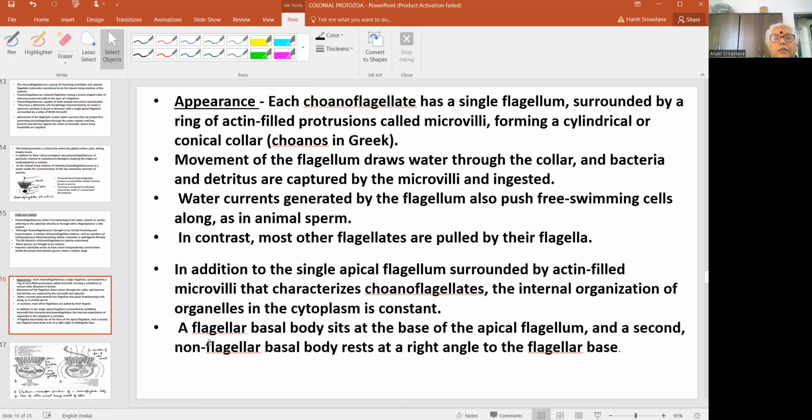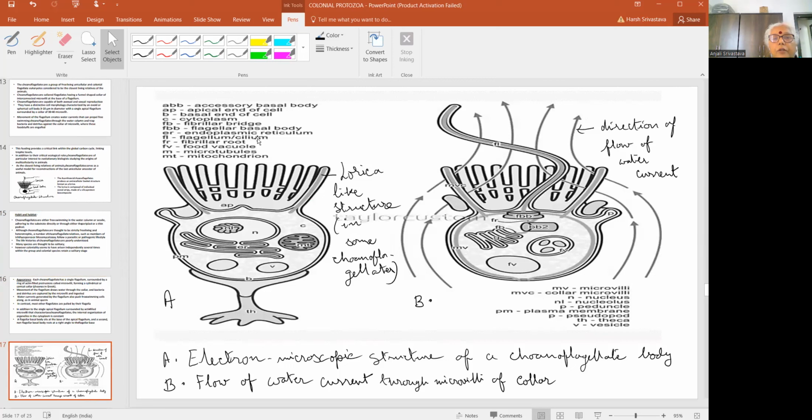Now, this is the structure of the choanoflagellate, the electron microscopic structure of a single cell. These are the mitochondria. Then this is the nucleus, and this is the Golgi complex attached to the nucleus. These are the food vacuoles. This is the substratum, this is the cell body, this is the nucleus, and these are the lorical microvilli forming a basket, which is called the lorica.